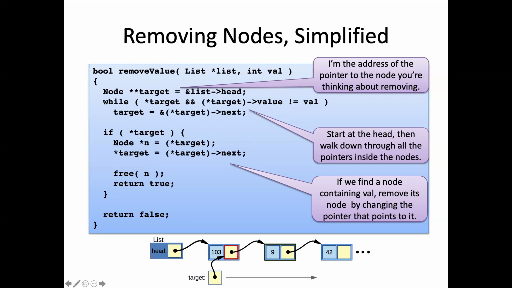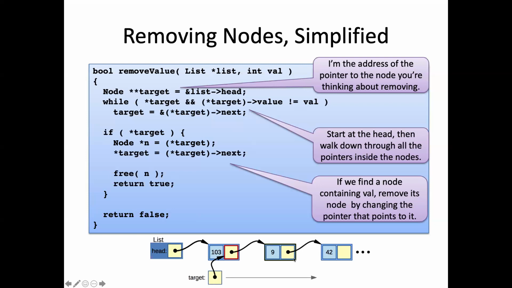If I fell off the end of the list, then target would be pointing to a null pointer. If it's not, I must have found the node I was looking for. Same as before, I get a copy of a pointer to that node so I can free it later. And this line right here is probably the most important one. Like my picture shows down here, target is holding the address of a pointer. The pointer I need to change to remove a node.